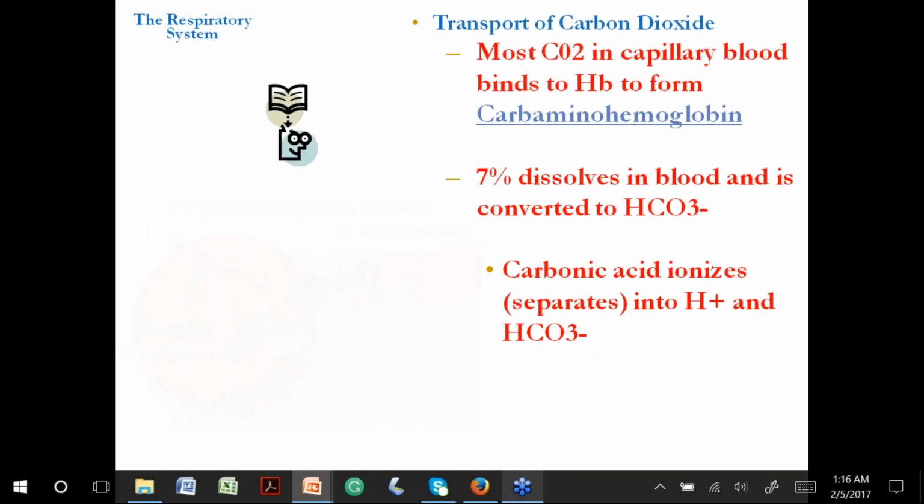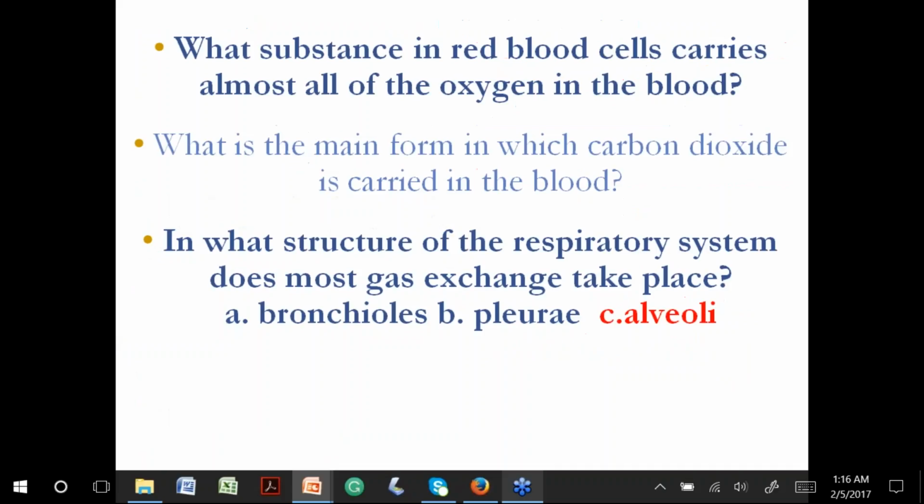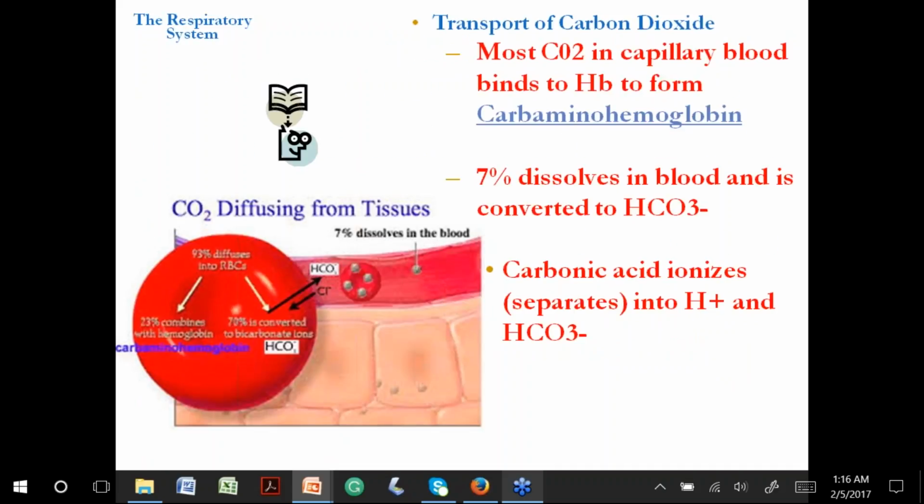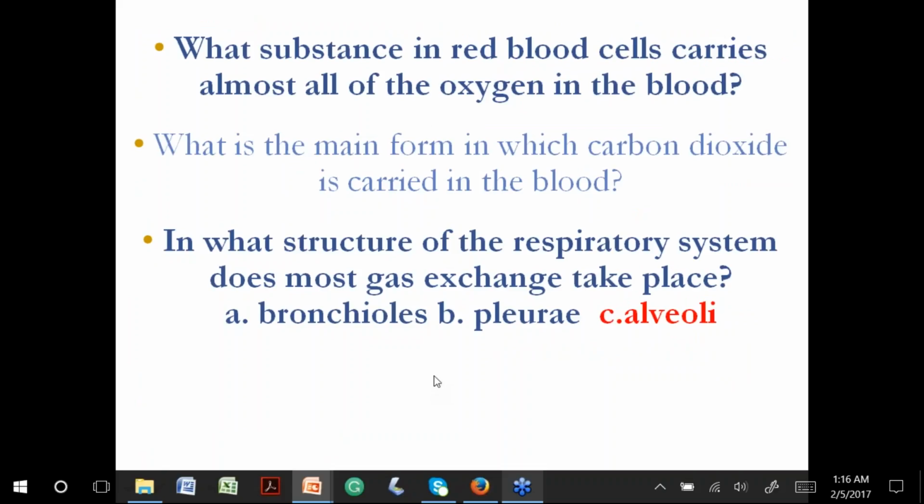Oxyhemoglobin. What is the name of the carbon dioxide associated with the hemoglobin? It is going to be carbaminohemoglobin. What substance in red blood cells carries almost all the oxygen in the blood? It is the hemoglobin, right?